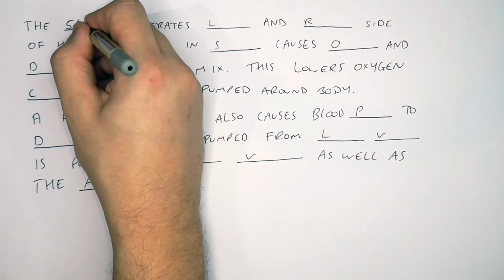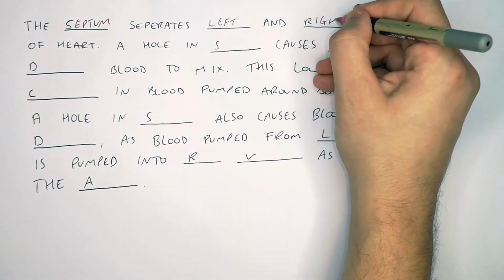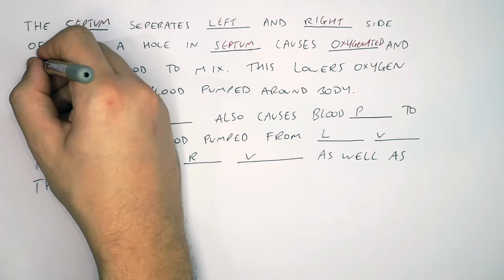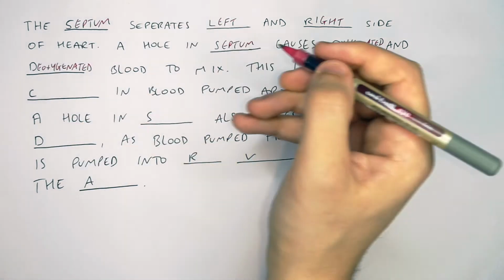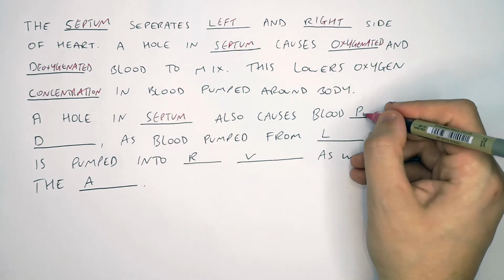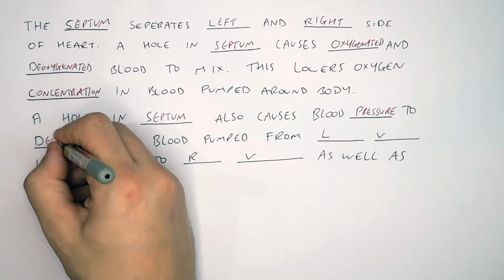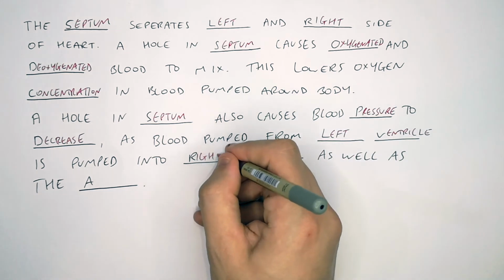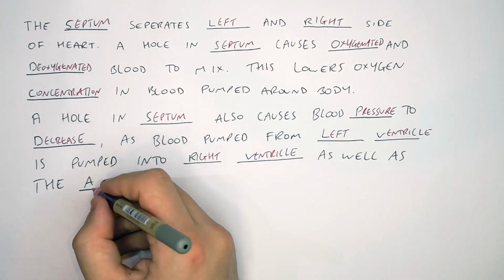So the septum separates the left and right side of the heart. A hole in the septum causes oxygenated blood and deoxygenated blood to mix. This lowers oxygen concentration in the blood pumped around the body. A hole in the septum causes blood pressure to decrease, as blood pumped from the left ventricle is pumped into the right ventricle as well as the aorta.